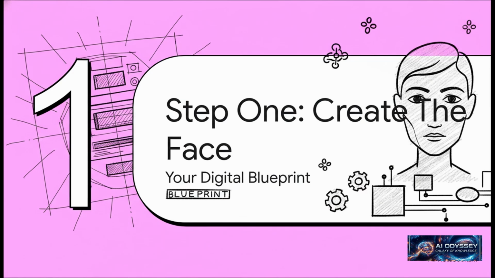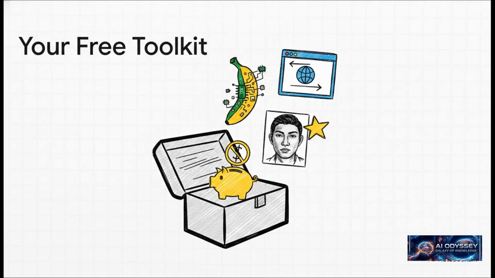Step 1, and this is probably the most important step, we have to create the face. Think of this as the blueprint, the actual foundation for their entire digital life. The main tool we're going to use is this incredible image generator called Nano Pro. It's so powerful. It creates these stunningly realistic images, and you can get to it for free on platforms like EasyMate.ai or LM Arena. And there's no drop in quality, none at all.